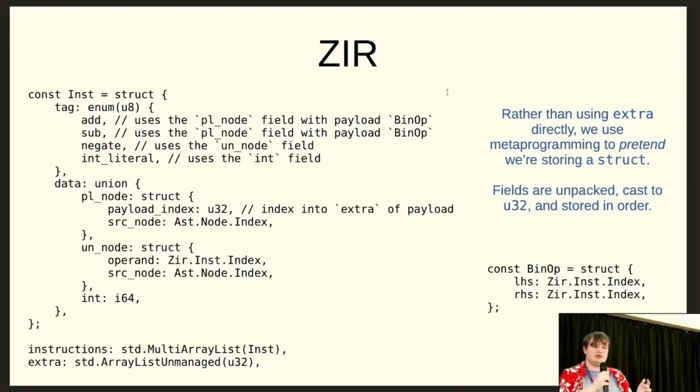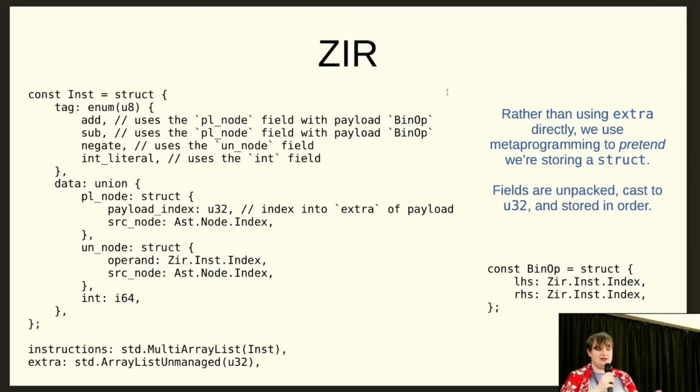And then we also have some binary operators. We have add and subtract. And for those, we don't have enough space because we want data to be 8 bytes in this case. But we need to store 2 operands plus a source location. So we need 12 bytes. Okay, that's fine. We'll use this third field, pl_node. PL here stands for payload. So this is a payload and a source node.